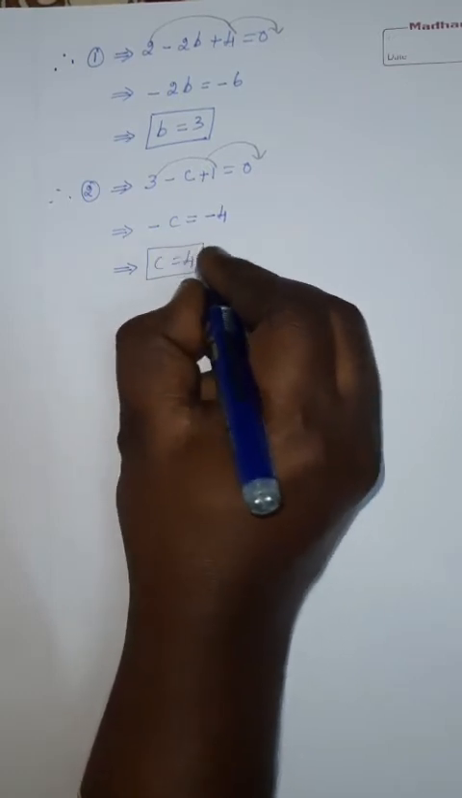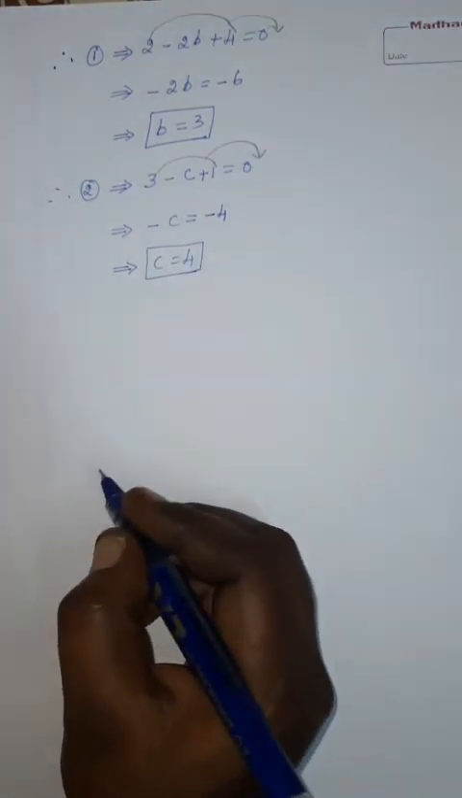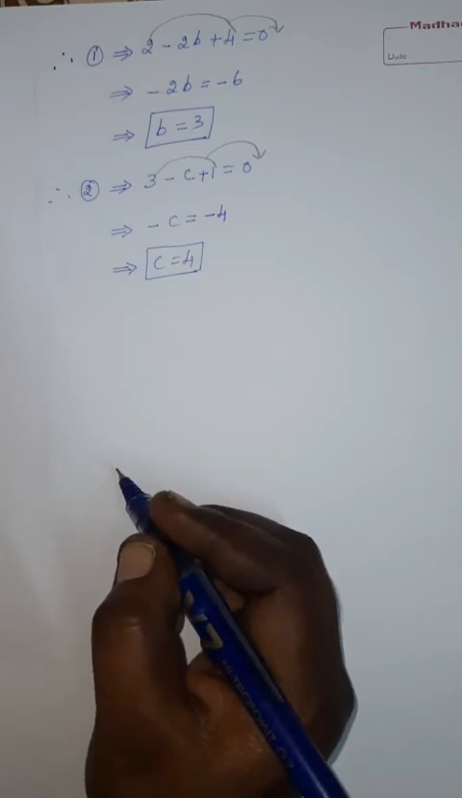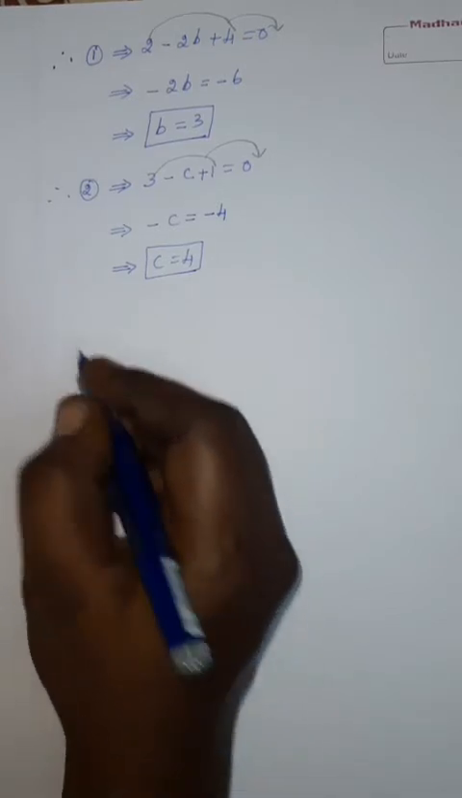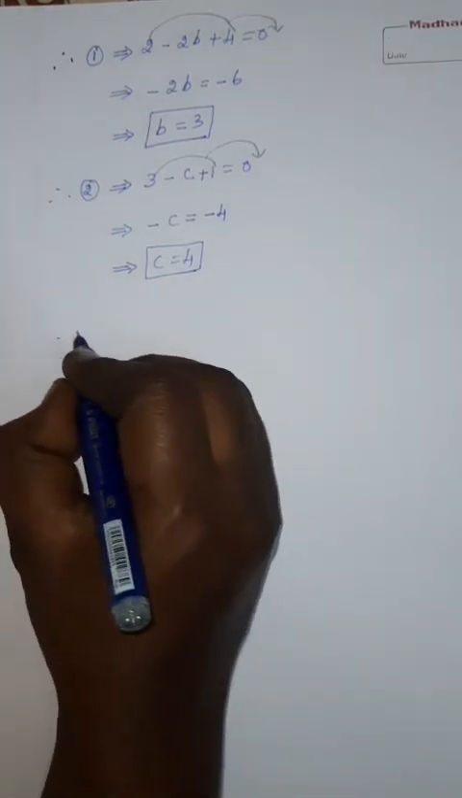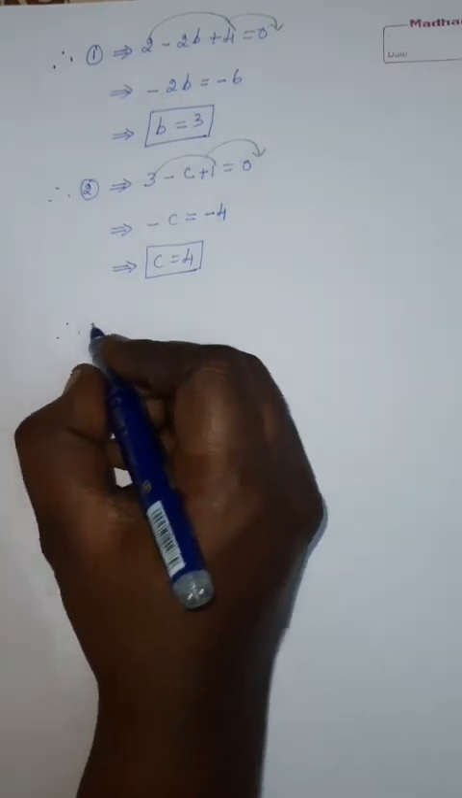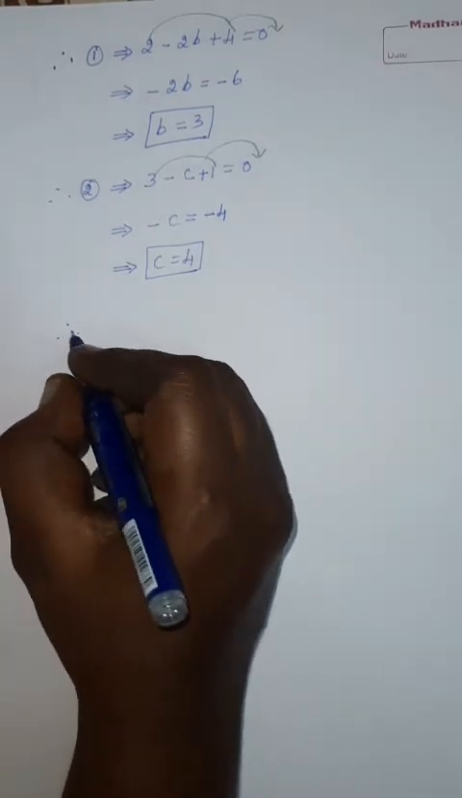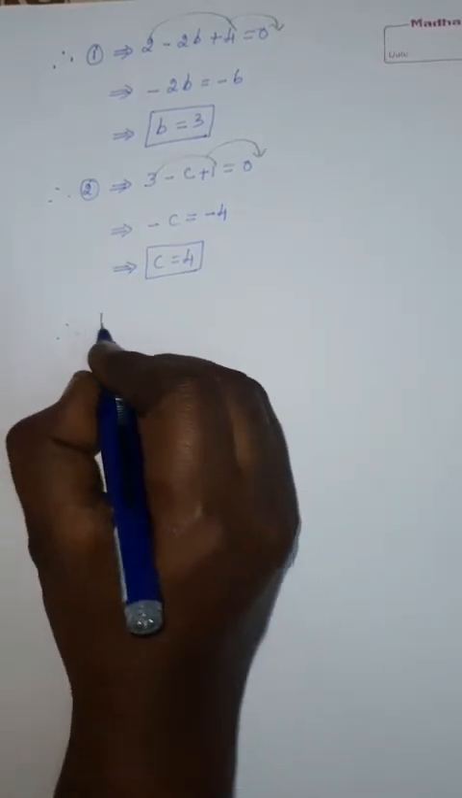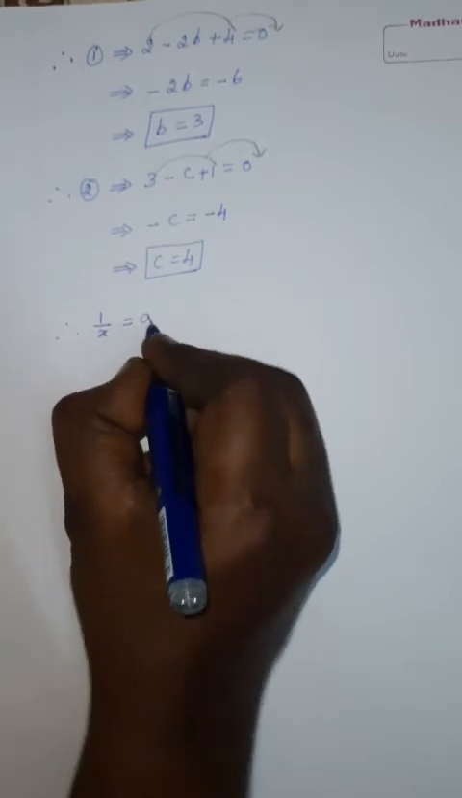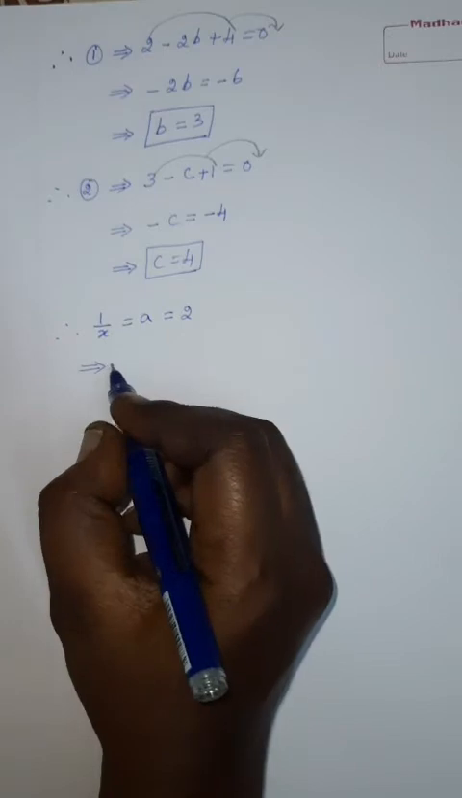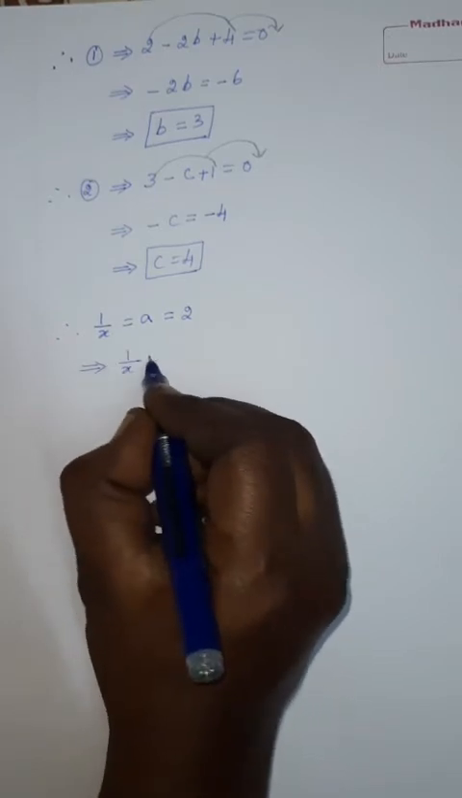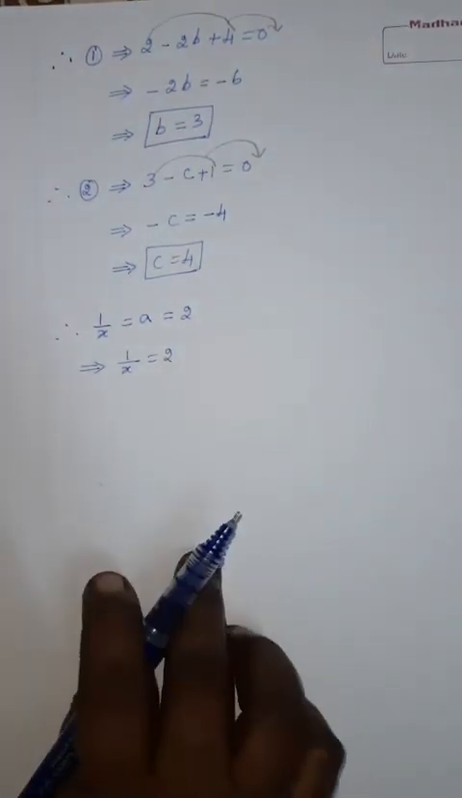But our question is given in x, y and z. Solve means find the value of the variables. So we have to find the value of x, y and z. Now, therefore, 1 by x is equal to a, which is equal to 2, which implies 1 by x is equal to 2. Now, how to find the x value?